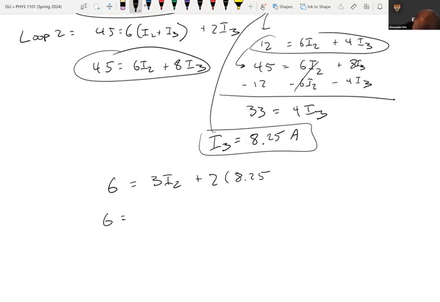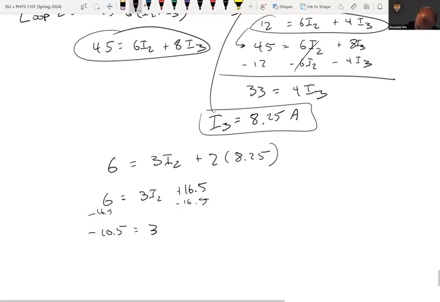It's going to give us 6 equals 3 I2 plus, 2 times 8.25 will be 16.5. When we subtract 16.5 from both sides, we're going to get negative 10.5 equals 3 I2. I2 is actually going to be negative 3.5 amps.